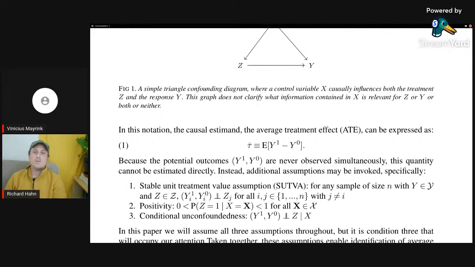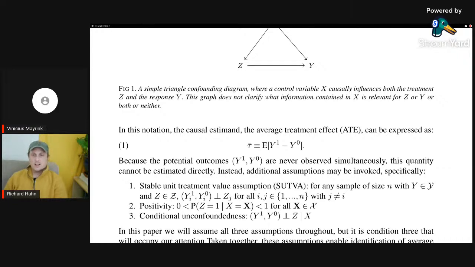The second one is positivity. It needs to be the case that everybody has a chance of getting the treatment. If there are regions of feature space where certain individuals can just never receive treatment, or never not receive treatment, then we can't estimate the contrast that we want. Those two assumptions I'm going to assume throughout, and those are sort of background for us.